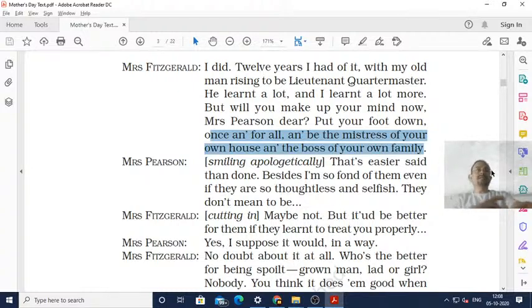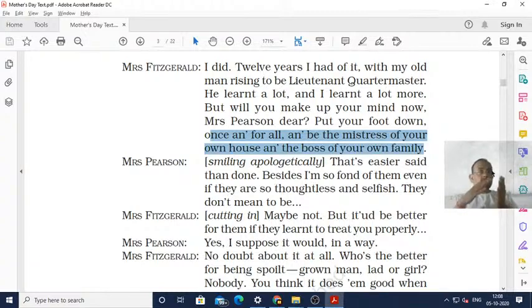Mrs. Fitzgerald said, yes, 12 years I had been there in the east with my husband, who was promoted to the post of lieutenant quartermaster, and there I learned the art of astrology, or art of palm reading.